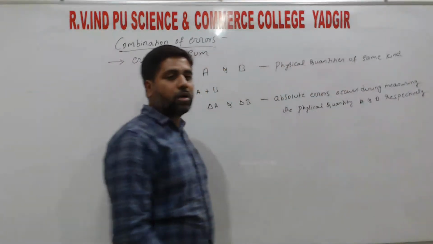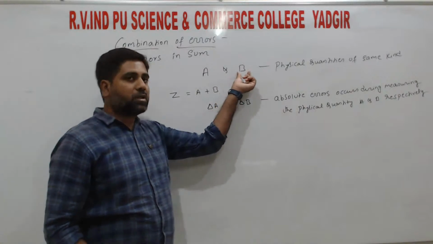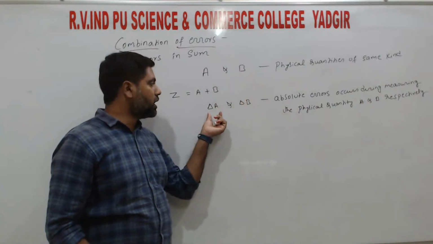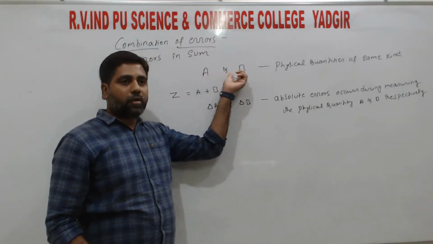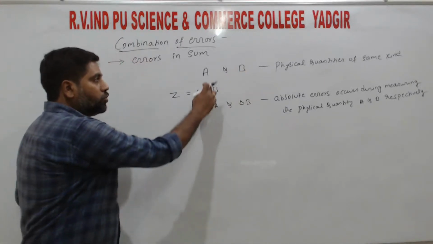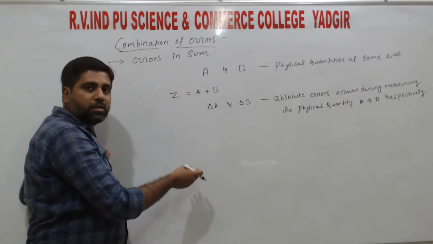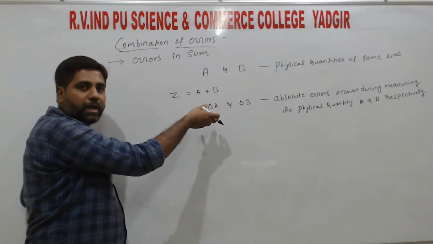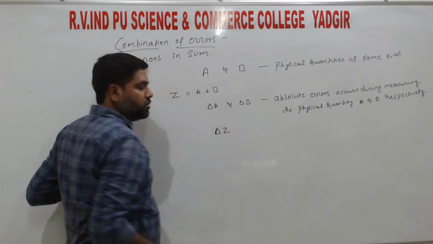So when we measure A, the absolute error we get is delta A, and when we measure B, the absolute error is delta B, right? So delta A and delta B are the absolute errors while measuring the physical quantities A and B respectively. So that was individual. Then finally Z. Z also has an error. When we find out the overall error, we get some value, so that error is taken as delta Z, right?